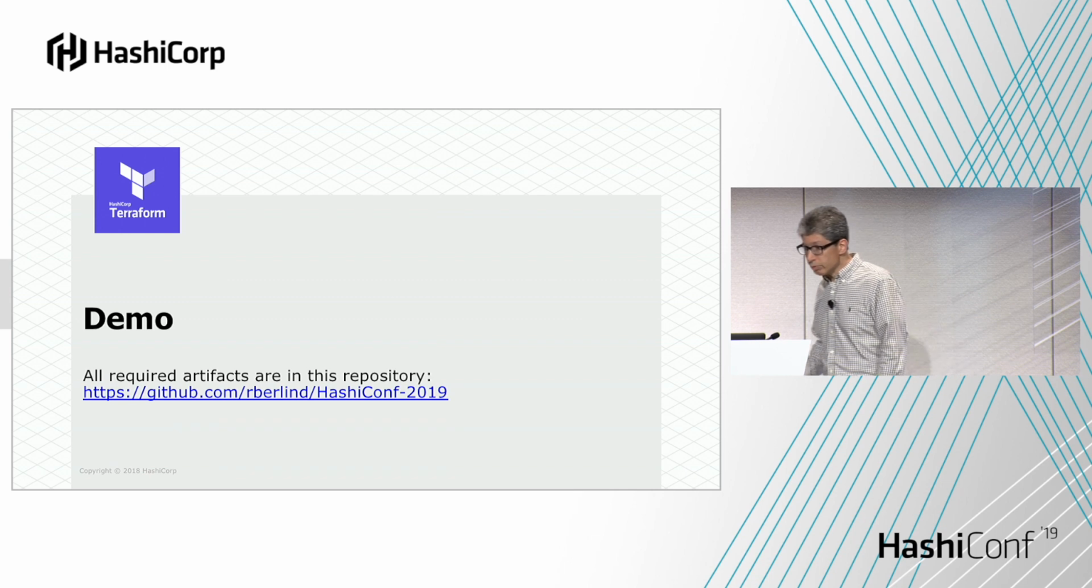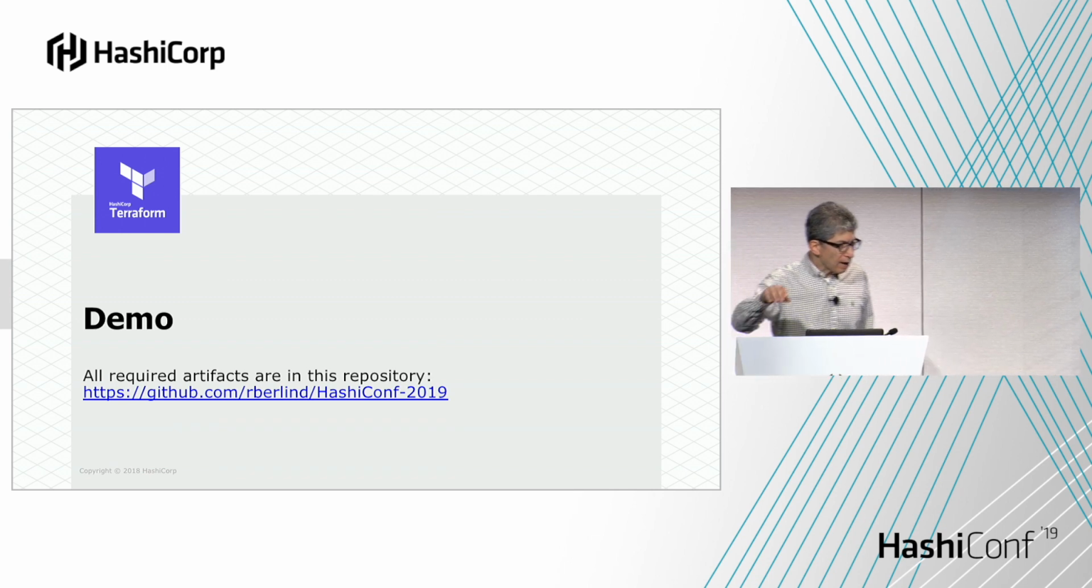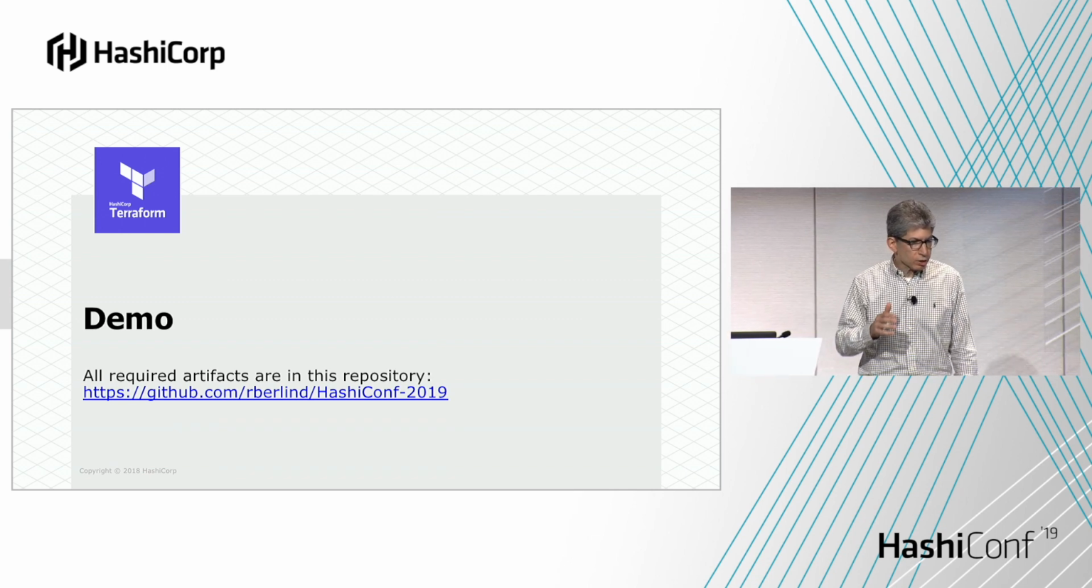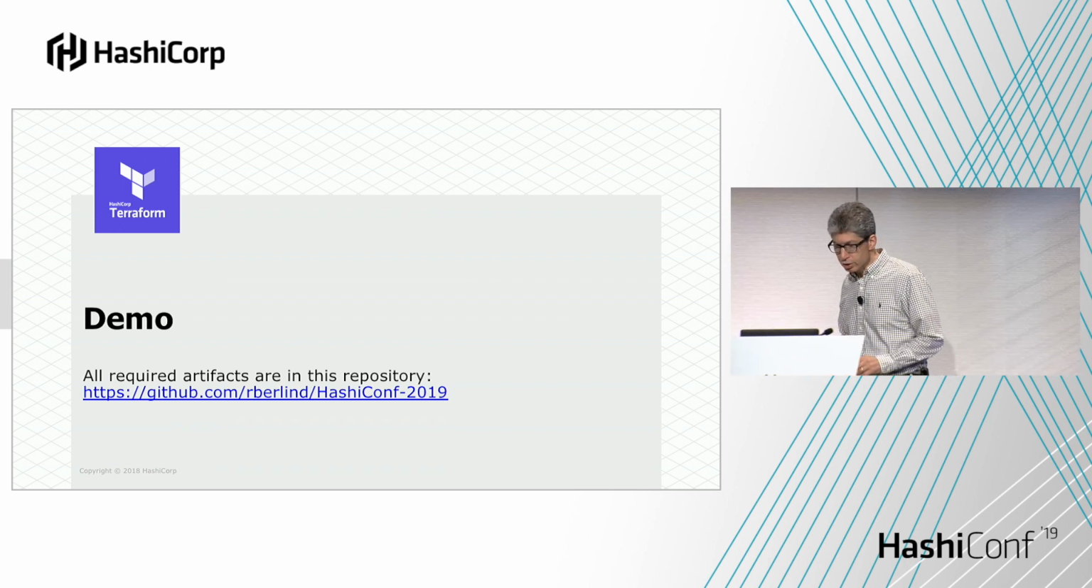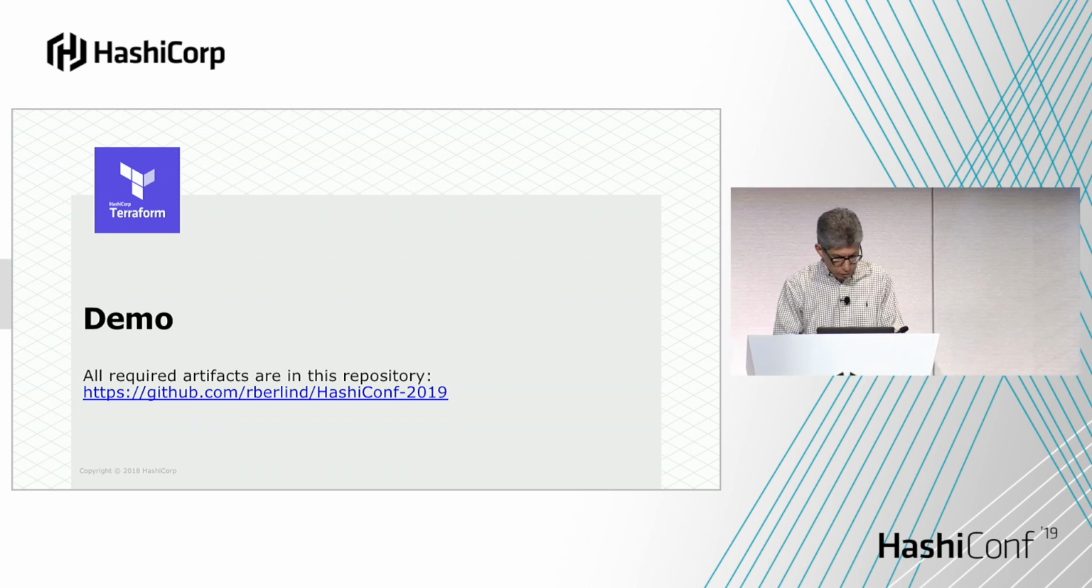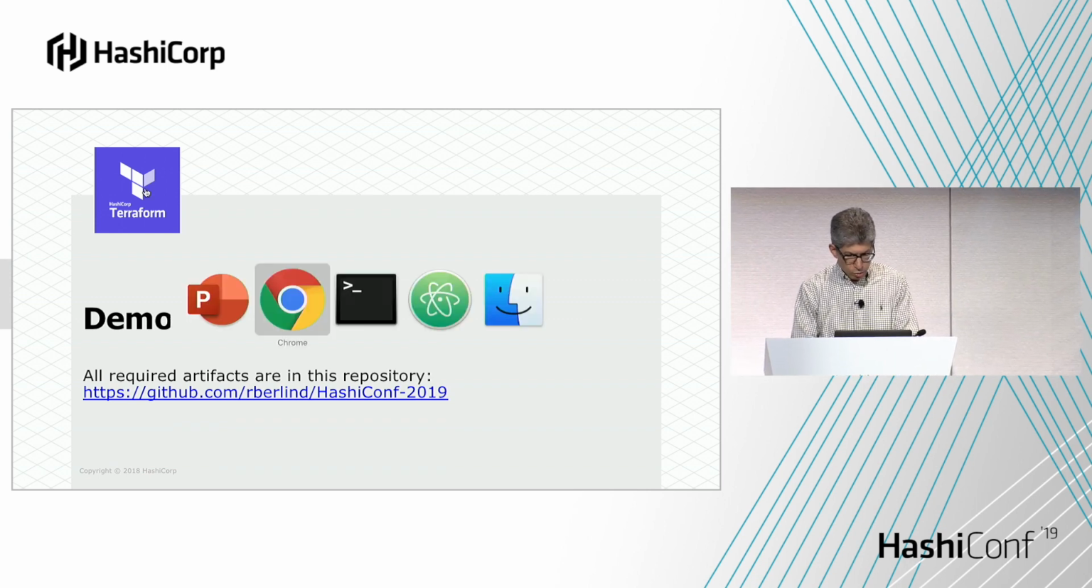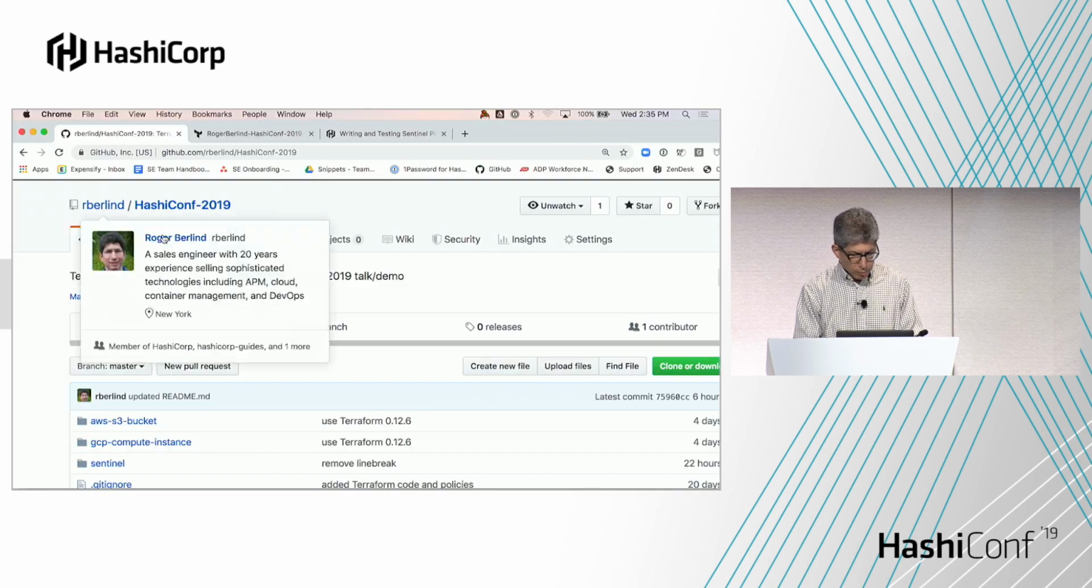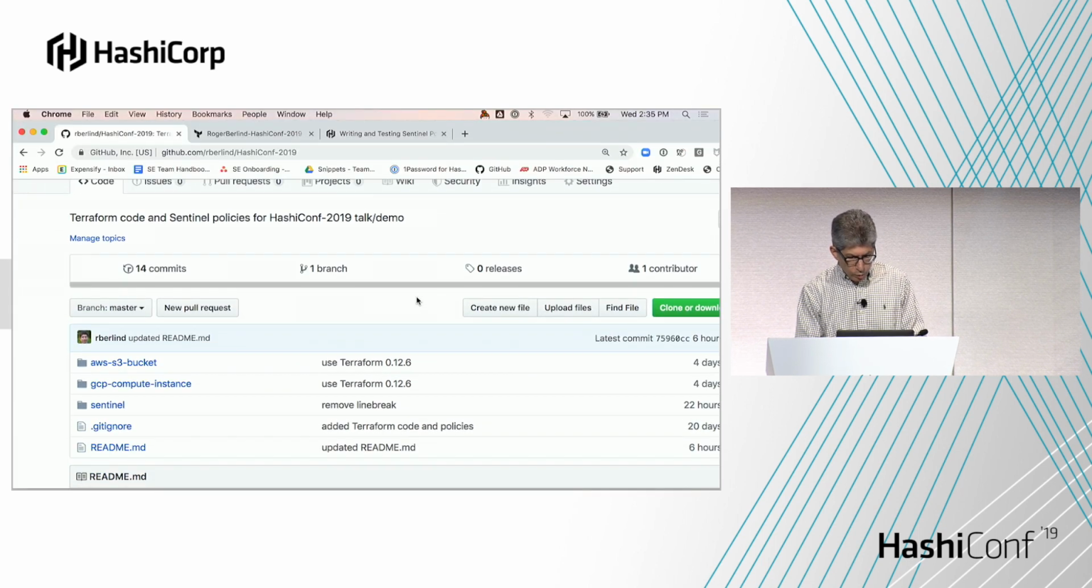Okay, so with that, we're ready to move on to the demo. Everything that I'm using in this demo is actually in this repository, which I'm going to show you now. So this HashiCorp 2019 repository over in GitHub. It's in my R. Berlin organization. And we can see that there's several directories here.